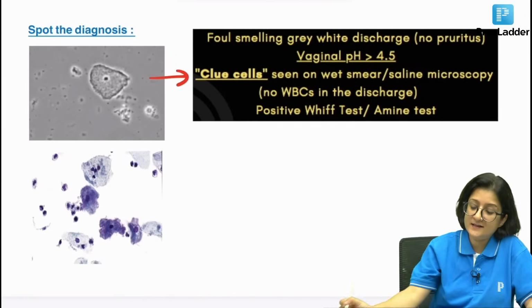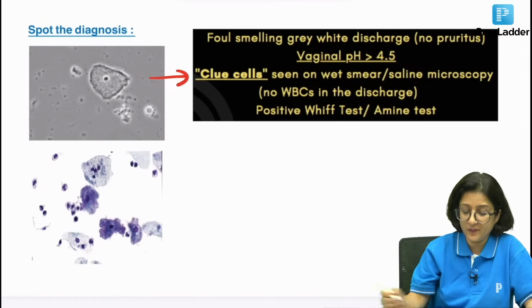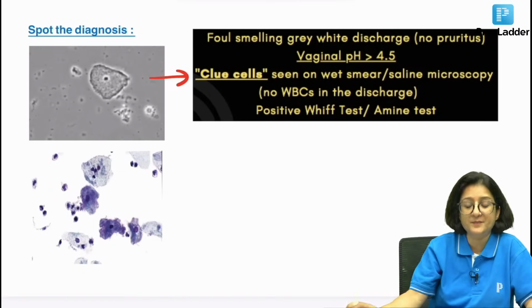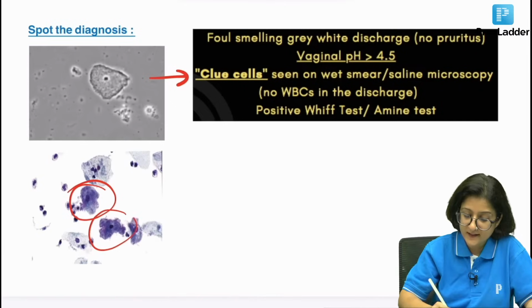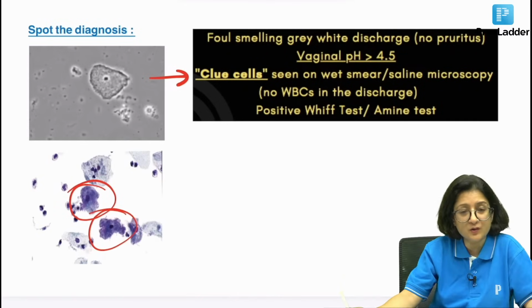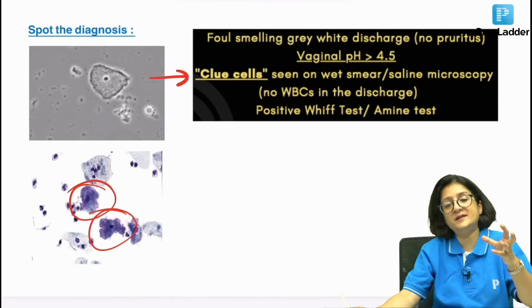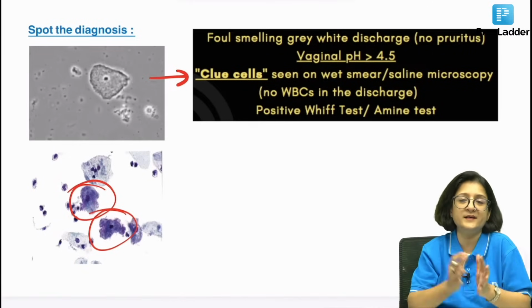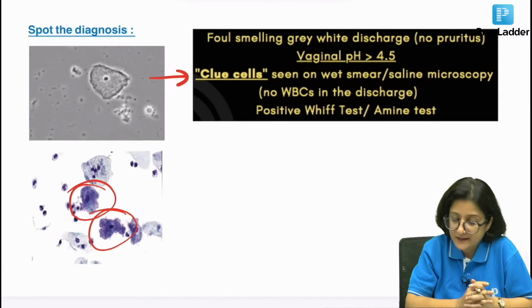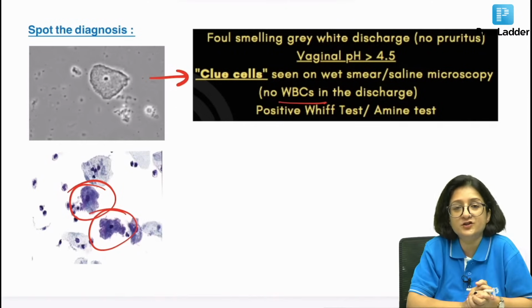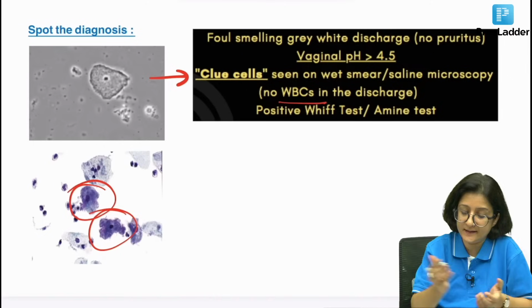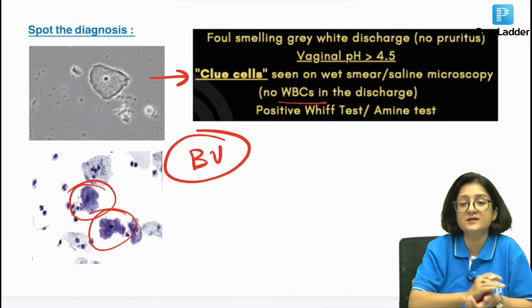Clue cells are seen on wet smear or saline microscopy. These clue cells can also be picked up on pap smear. These are basically vaginal epithelial cells which are studded with gram-negative bacteria. There are no WBCs in the discharge, and a positive whiff test or amine test. This is bacterial vaginosis. Very good.